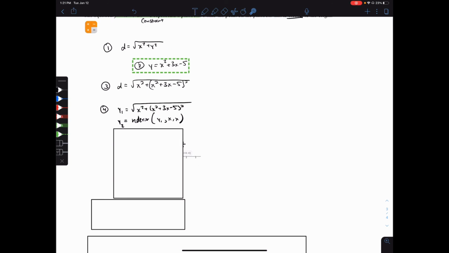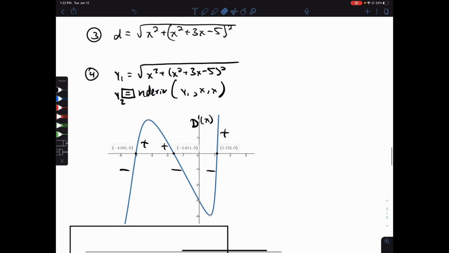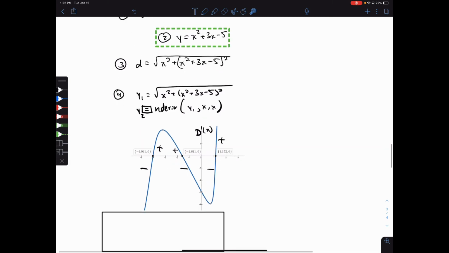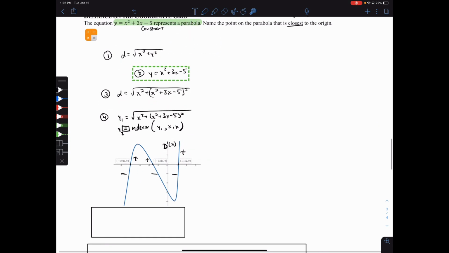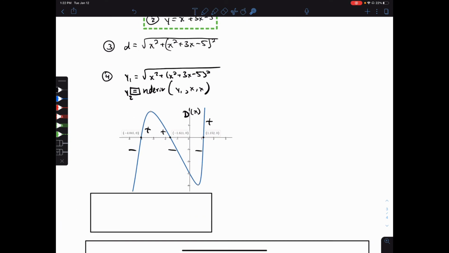Now, in order to find the minimum for this, we are going to graph the derivative. So I'm going to make sure this is highlighted. And when I graph it, it looks something like this. Crosses the x-axis at about -4, about -1.6, and about +1.1. So what are my candidates for this? Well, it looks like my candidates, well, I don't have to worry about candidates. Let me rephrase.